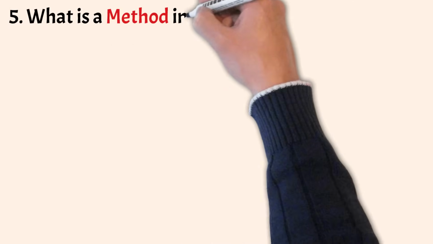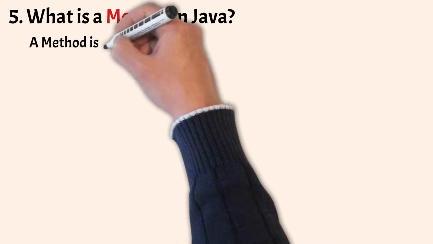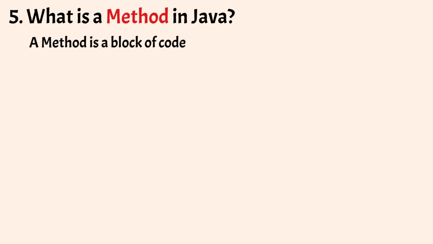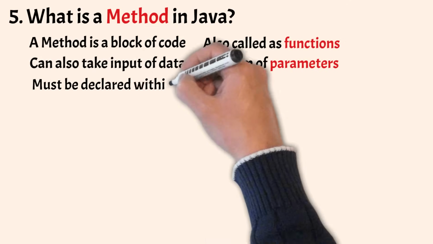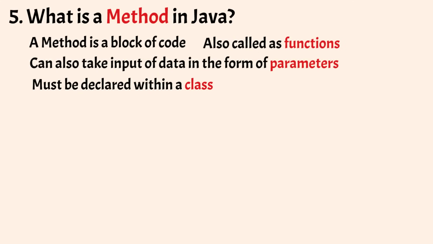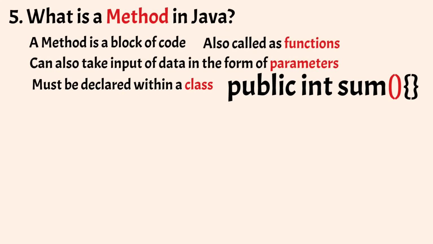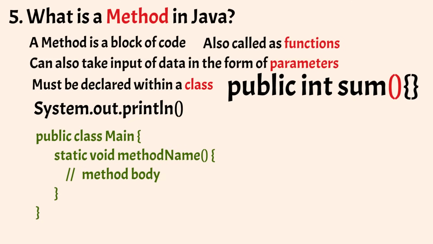Okay, so coming to the next one, what is a method in Java? A method is a block of code that performs a specific task. Methods are also called functions. Methods can also take input of the data in the form of parameters. Methods must be declared within a class, and they are defined by the name of the method followed by parentheses. There are methods which are already predefined, such as System.out.println. And we can also define our own methods. Now here is an example of our own method. In this example you can see forward slashes, which are comments, which are ignored by the compiler, but are very useful for the user for better readability of the code.